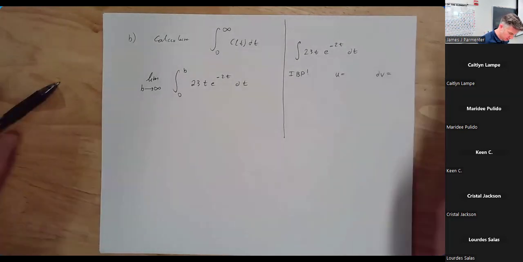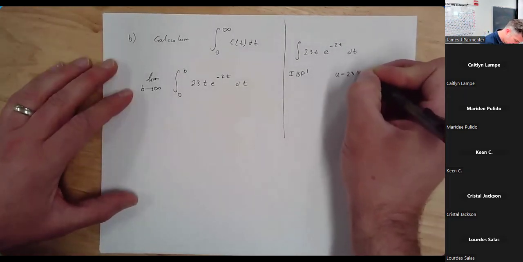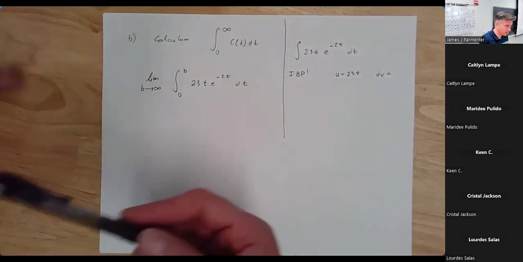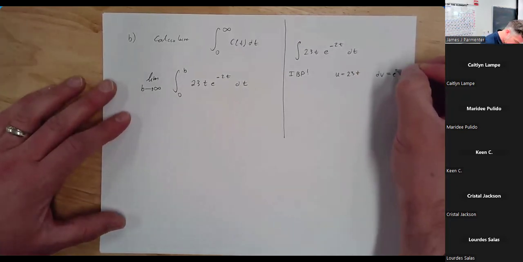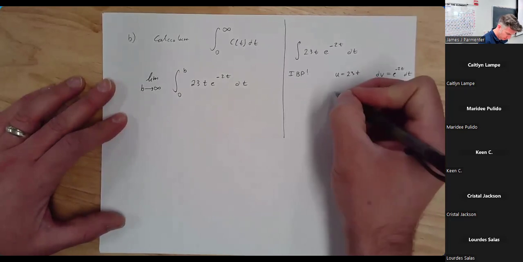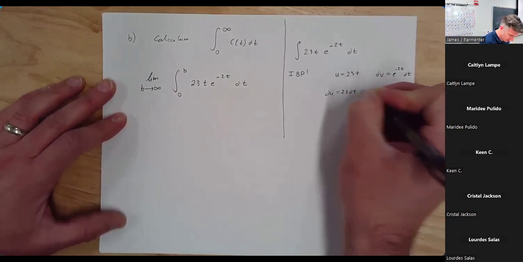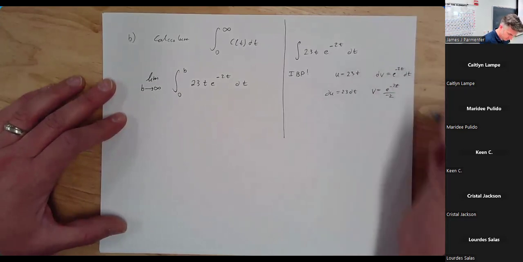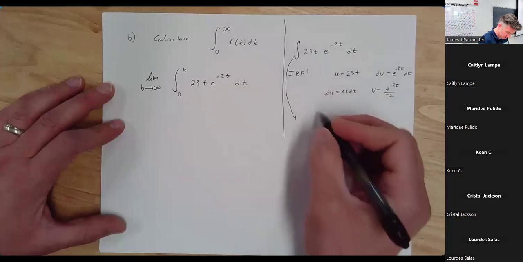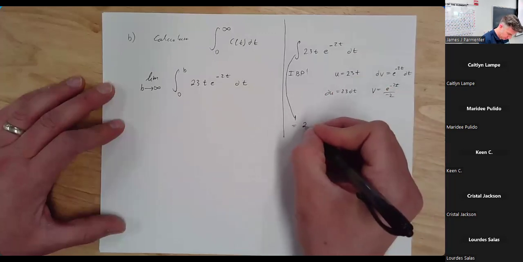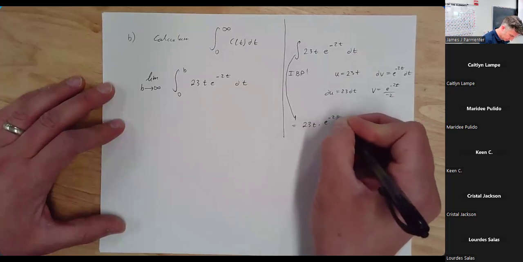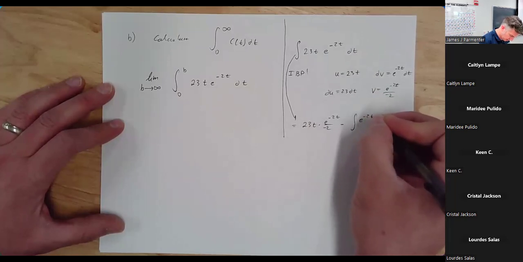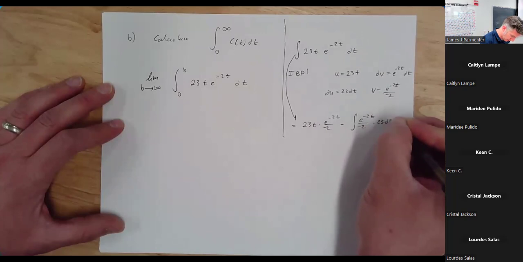So in this case, our u should be 23t. Our dv should be the rest. Once you pick u, dv is the rest. Always, always, always. So dv here is going to be e to the negative 2t dt. Our du is 23 dt. Our v is e to the negative 2t divided by negative 2. And so our integral becomes u times v, so 23t times e to the negative 2t divided by negative 2, minus the integral of v du, which is e to the negative 2t divided by negative 2 times 23 dt.